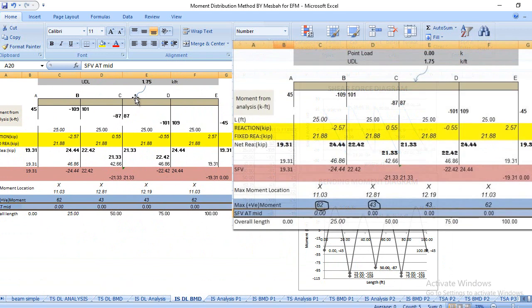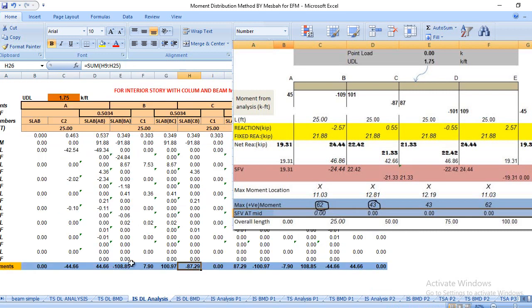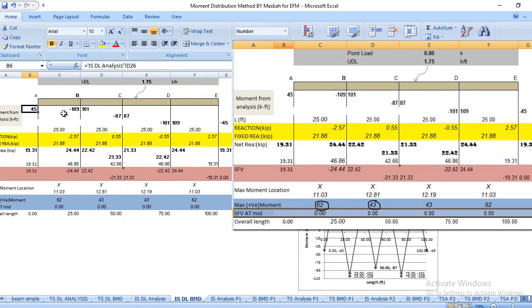And you see we have those spans A, B, C, D, E, and we have those movements. Now these movements are basically linked with this sheet. Okay, so these movements are basically from the moment distribution table. Clear? And similarly these are the spans.